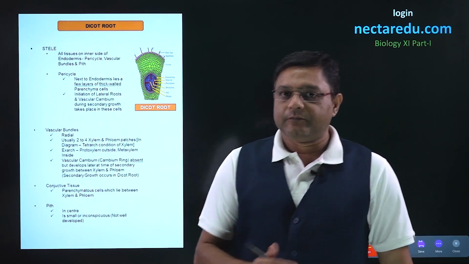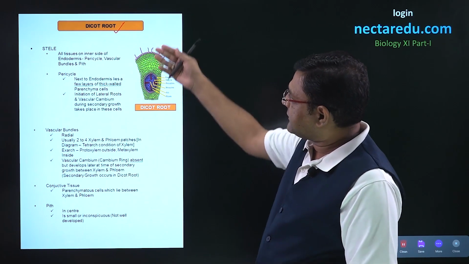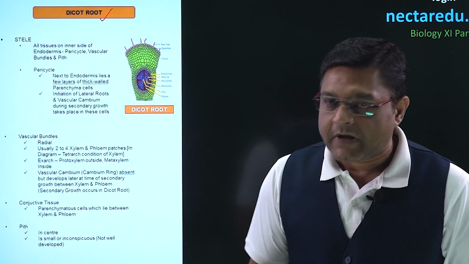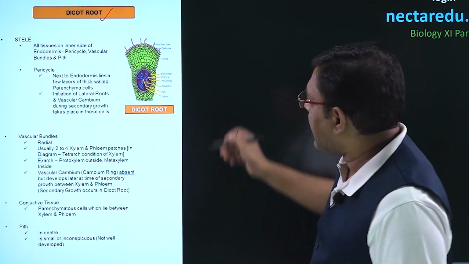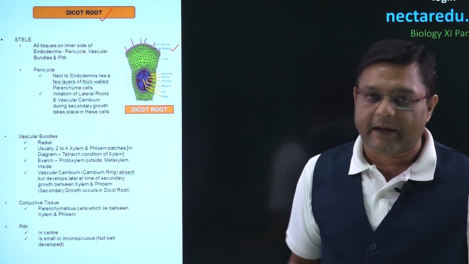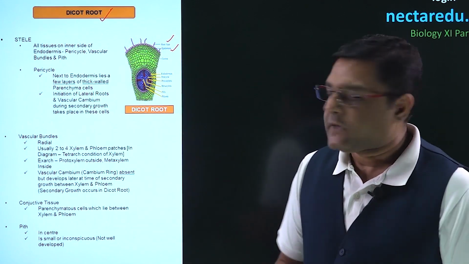In this particular video, we will look into the details of dicot root. Now, some details of dicot root we had covered in earlier video. If we look into the structure of dicot root, the outermost layer is the epidermis, which is called as epiblema, which had root hairs present on it.